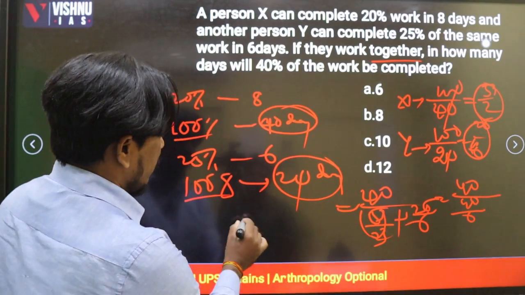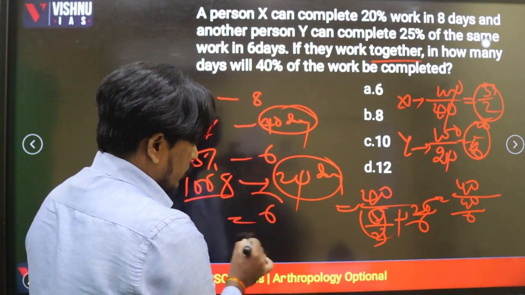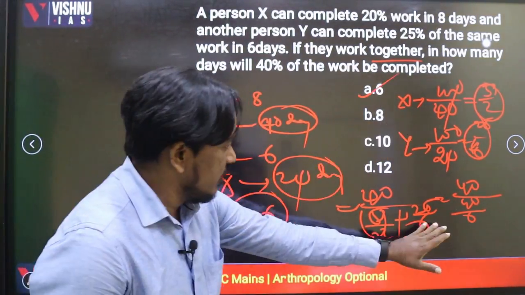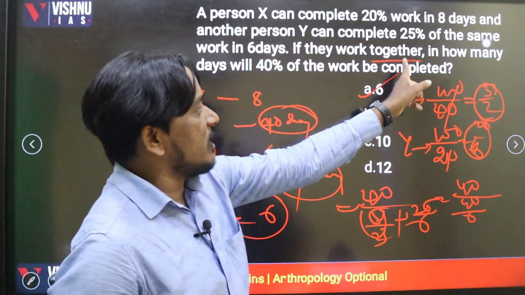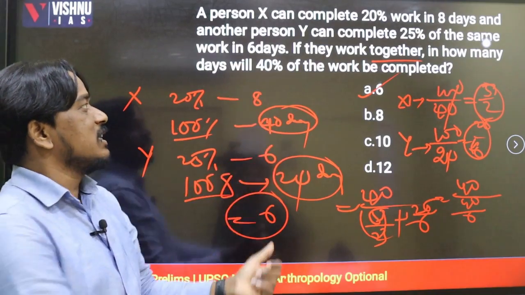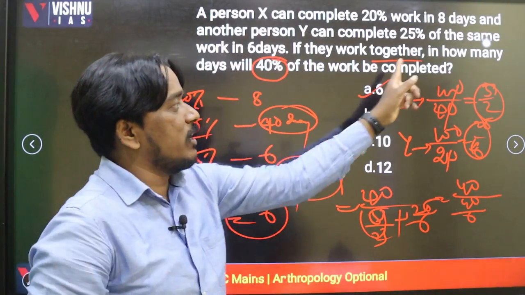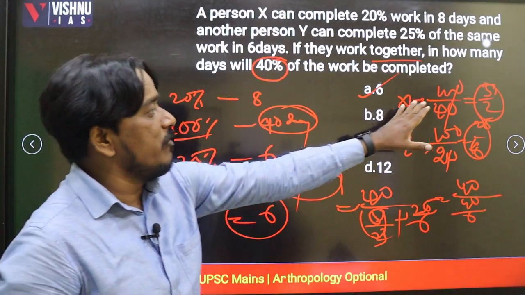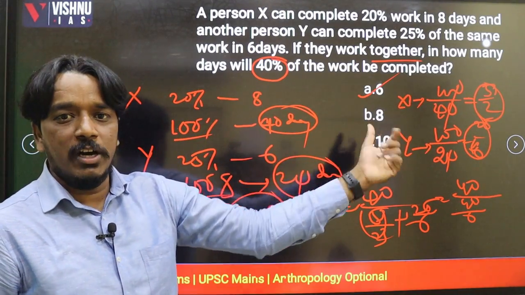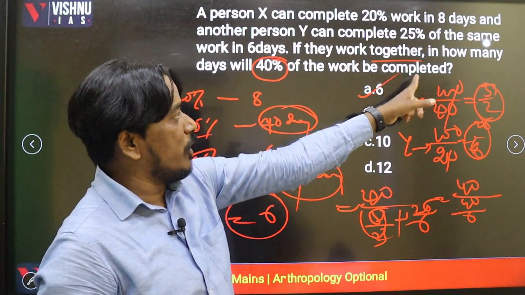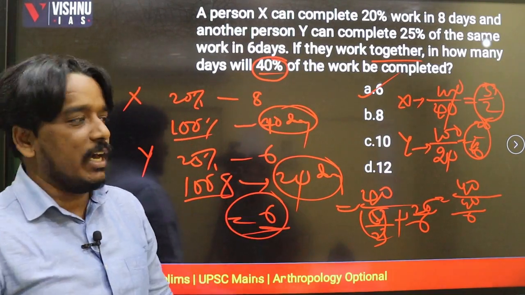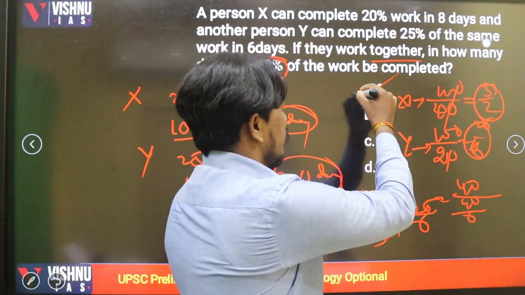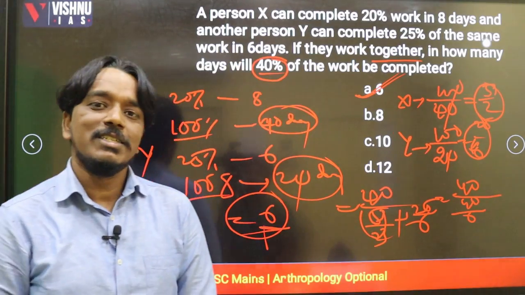If you simplify this, 40 will cancel, and we are getting 6. So what is the question? If they work together, in how many days can 40% of the work be completed? Individually we took 100% of work, but when they work together, 40% of work they can complete in 6 days. We are calculating for 40% of work. So yes, the answer is 6.